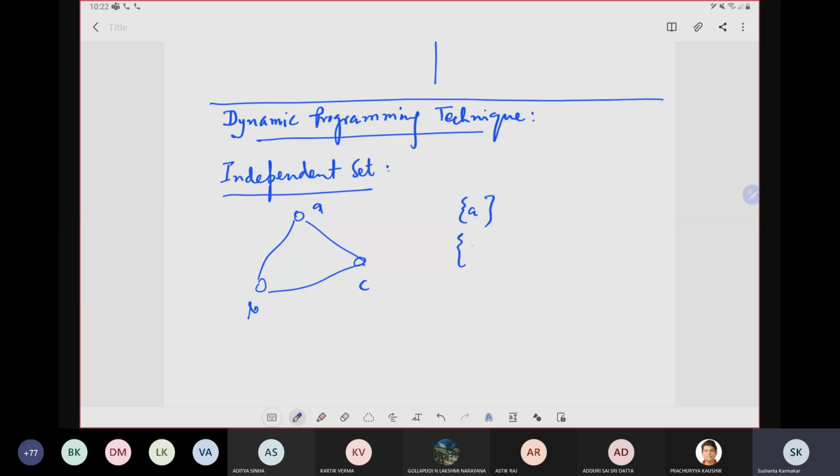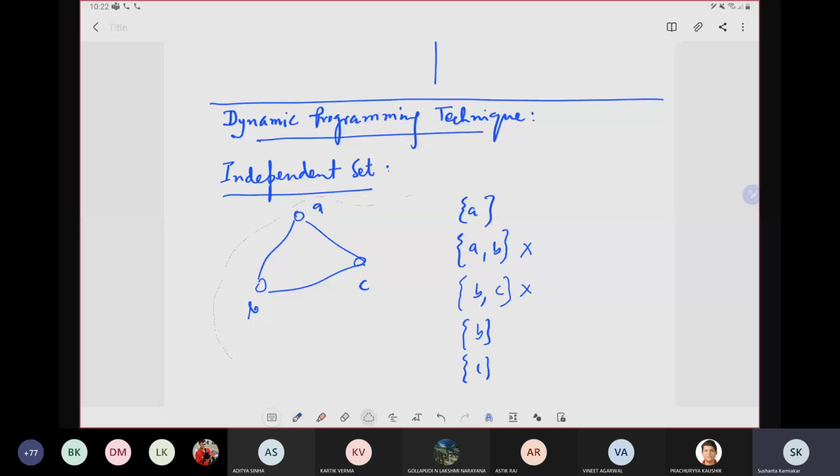You just take A, B. This is not an independent set. Why? Because there are 2 elements in this set, A and B, but there is an edge between them. Similarly, you cannot take B, C. You cannot take A, C. You can take B individually, or you can take C. Like this, you can do.